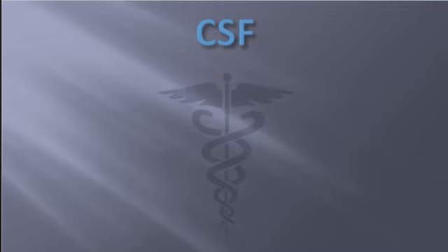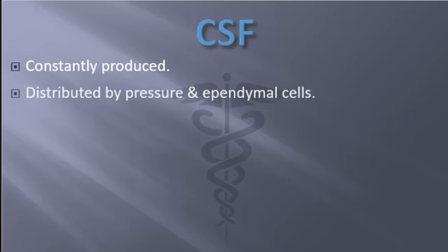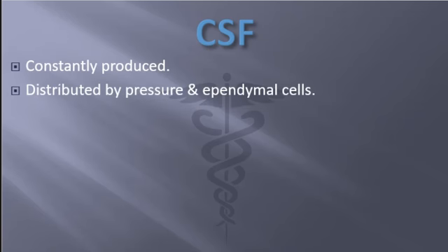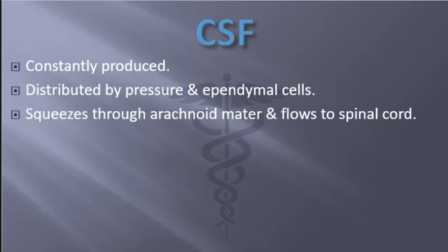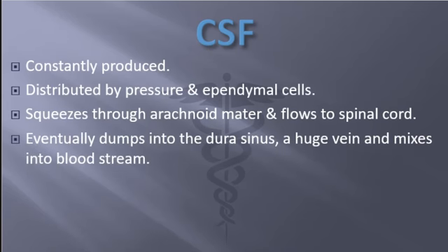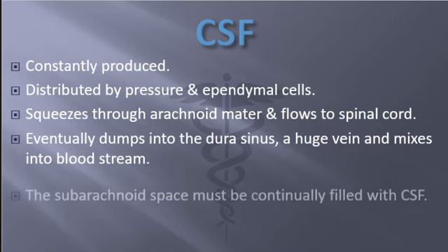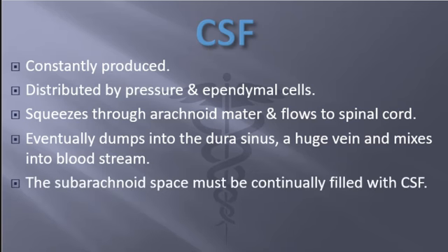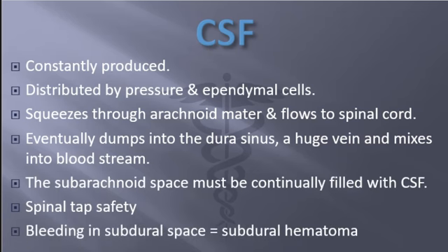Yeah, so here's what we need to do, y'all. Our cerebrospinal fluid is constantly produced, distributed by pressure and ependymal cells, squeezes through the arachnoid mater, flows to the spinal cord, eventually dumps into the dural sinus, a huge vein that mixes into the bloodstream. The subarachnoid space must be continually filled with CSF, and that's why spinal tap safety is about laying down until the doctor says you can get up. If you have bleeding in the subdural space, we call that a subdural hematoma.